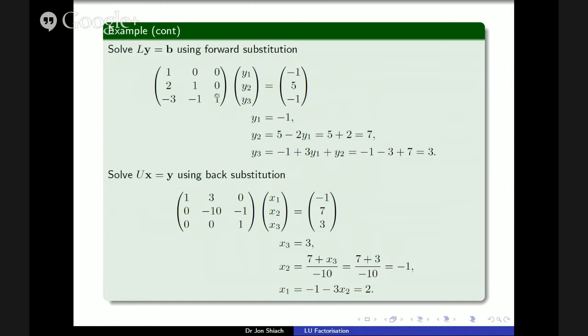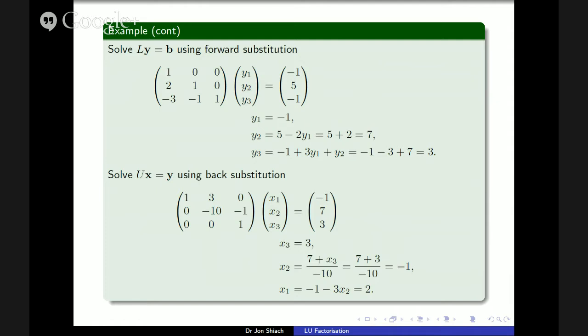Y2, well, if we multiply this out, this means 2 lots of Y1 plus 1 lot of Y2 is equal to 5. So rearrange that, we get 5 minus 2Y1. Y1 was minus 1, so therefore we've got 5 plus 2, which gives us 7. Do the same for Y3. We have minus 1 plus 3 lots of Y1 plus 1 lot of Y2. And that will give you 3. So forward substitution gives us our Y vector.